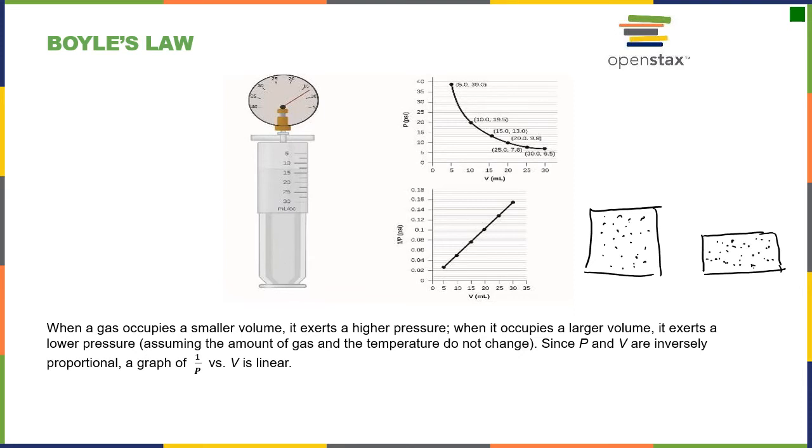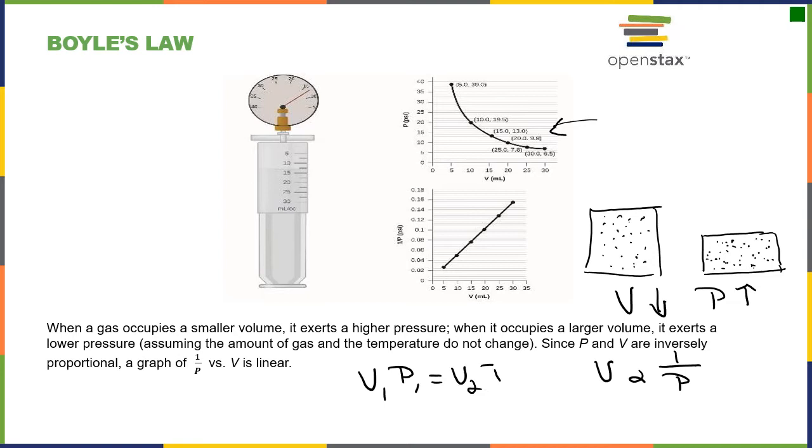So therefore, we've got more gas colliding with the sides. As the volume goes down, pressure is going to go up. Now this is an inverse relationship rather than direct, and this tells us that our volume is inversely proportional to the pressure, which tells us that V1 times P1 is equal to V2 times P2.